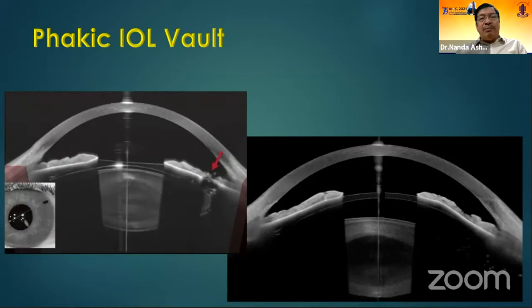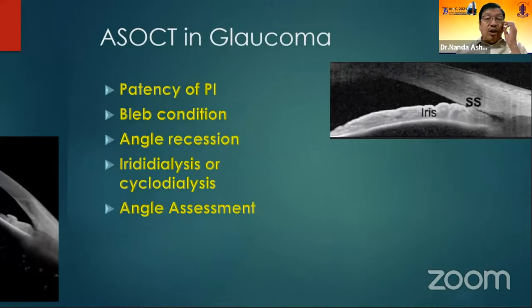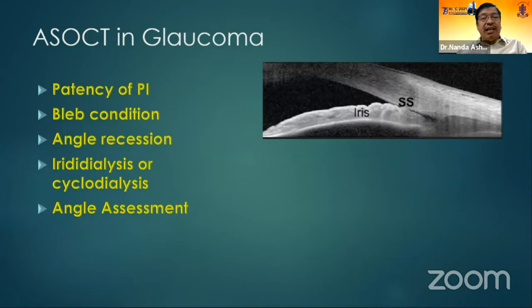In the phakic IOL implantation, it is important to know the vault, because there should be at least 250 microns space between the phakic IOL and the lens to prevent early cataract formation. In glaucoma, there are various implications of intersegment OCT because it gives a very clear picture of the angle structures. It can tell us about the patency of PI and bleb condition.